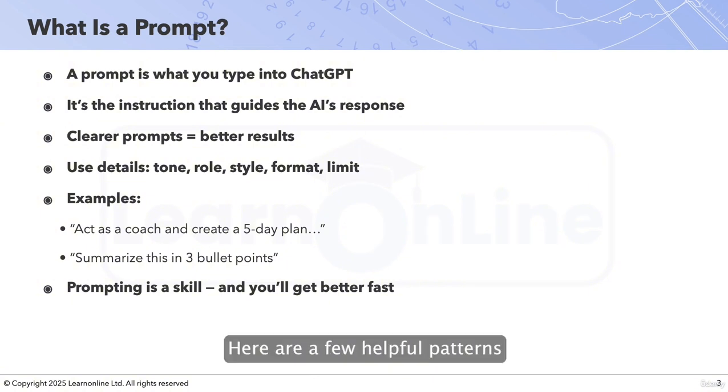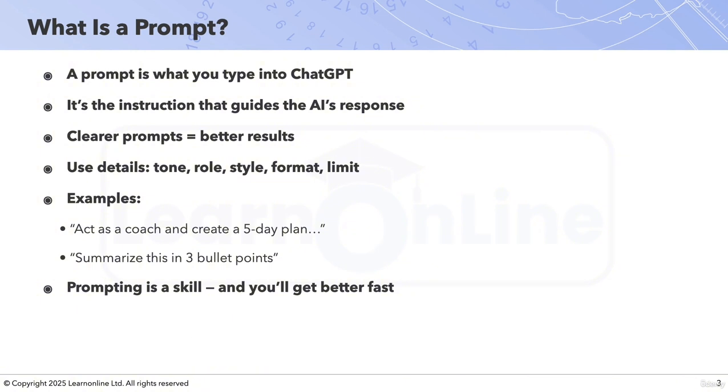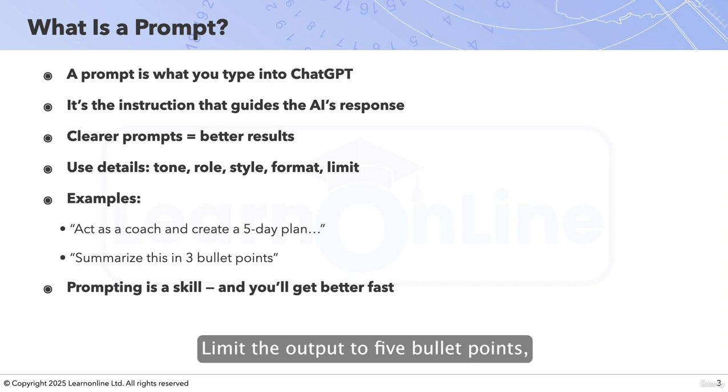Here are a few helpful patterns you can try when writing prompts. Act as a coach, marketer, editor, teacher, lawyer, etc. Write in the style of friendly, professional, bold, funny, poetic, etc. Limit the output to 5 bullet points, 100 words, 2 paragraphs, etc. Use this format: table, checklist, headline with explanation, etc.